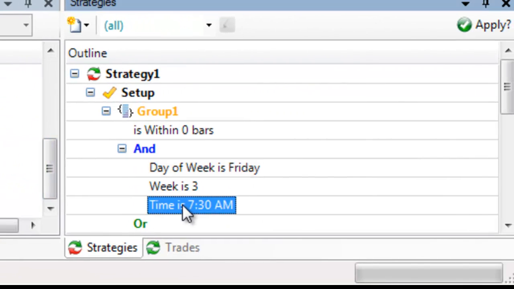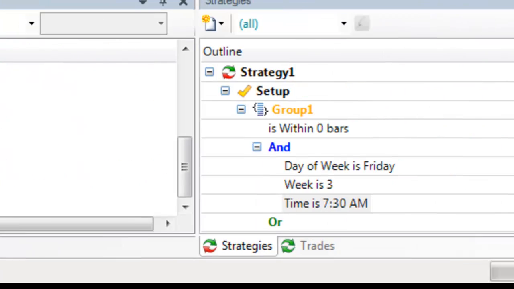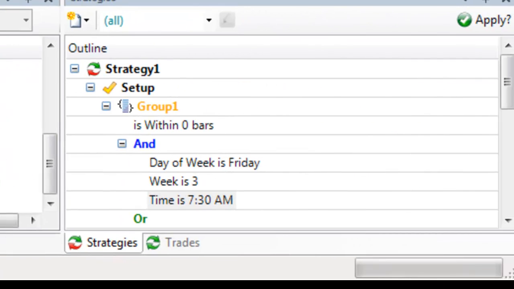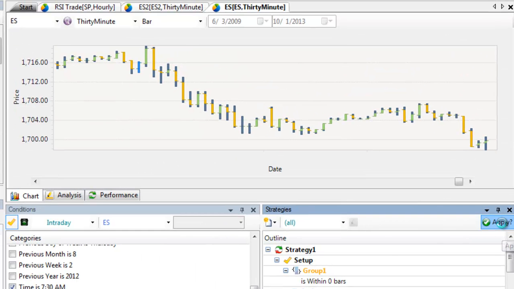On here, we want time is 8 a.m., and the reason we want time is 8 a.m. is because the next bar is 8:30. And the 8:30 bar is when the S&P E-mini opens, based on Central Time. So we type in 8 a.m., it changes it immediately, and then we hit apply. And it's as simple as that. And once you hit apply, it goes back and finds all of the occurrences that meet these requirements.